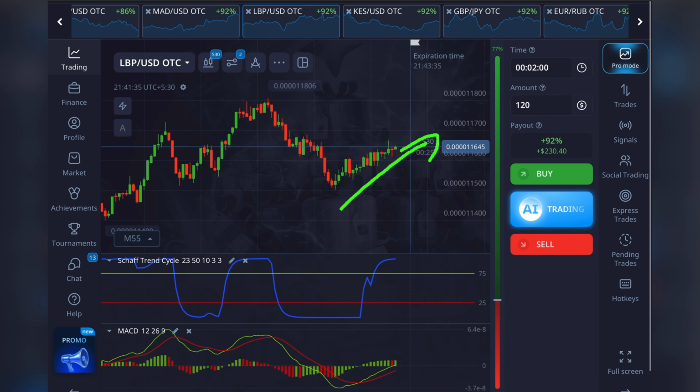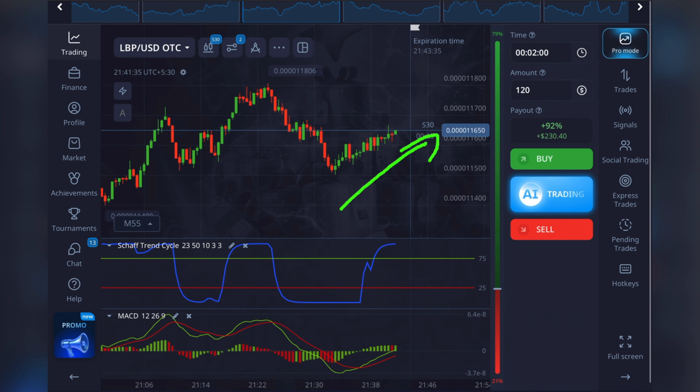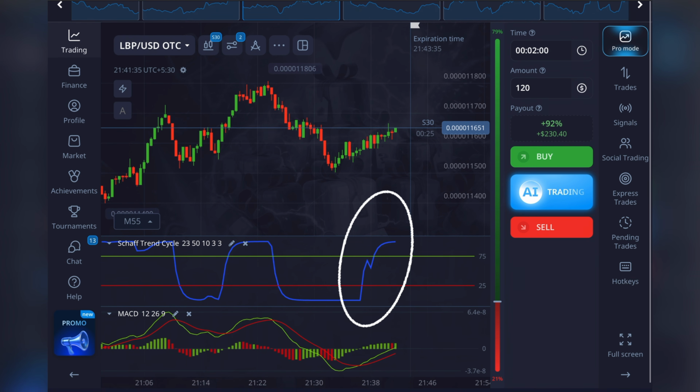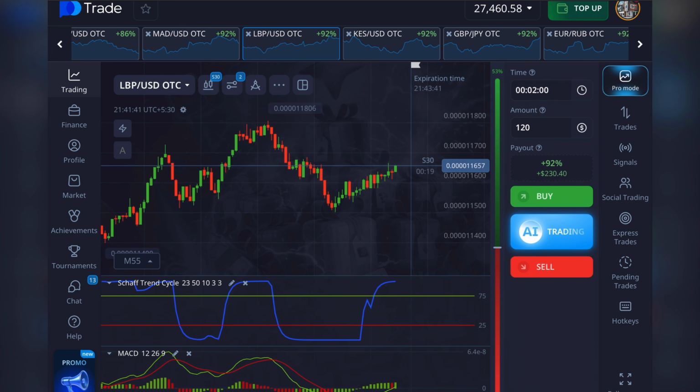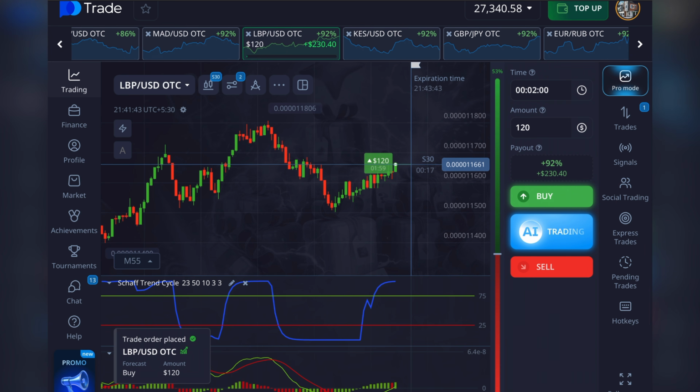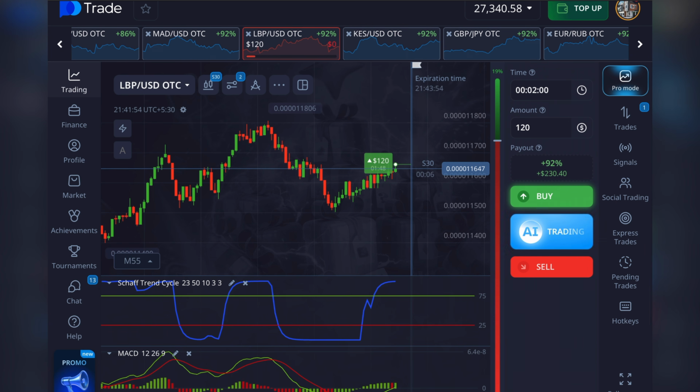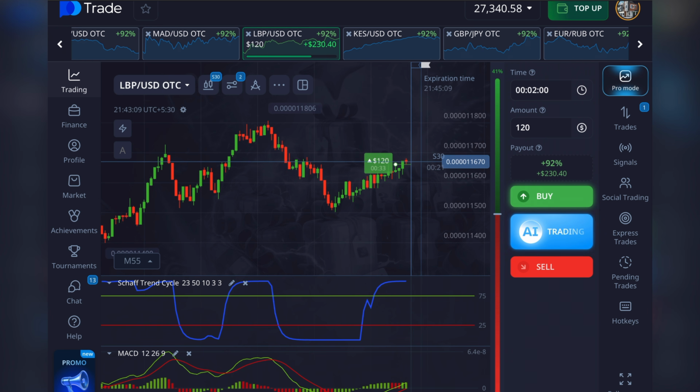So here price was still showing steady bullish movement, while the Schaff Trend Cycle remained strong and the MACD histogram had turned positive. Since both price action and the indicators were still supporting the same direction, I considered another possible upward continuation setup. However, because the move was already in progress, I remained cautious with the timing.